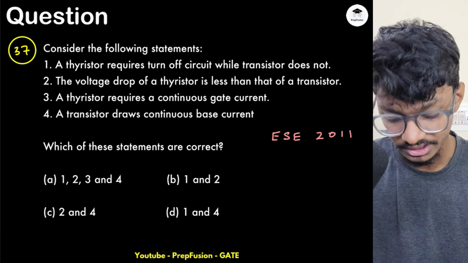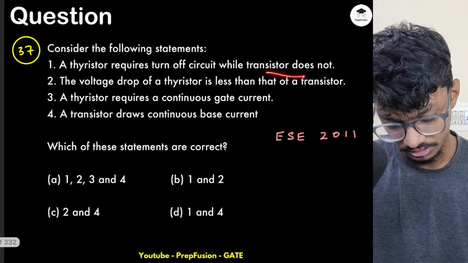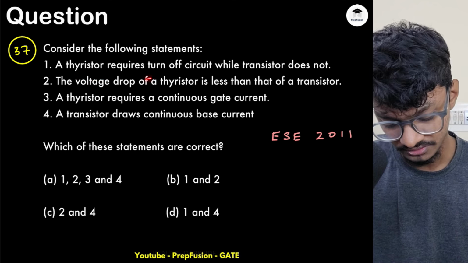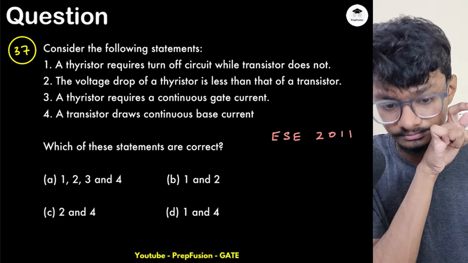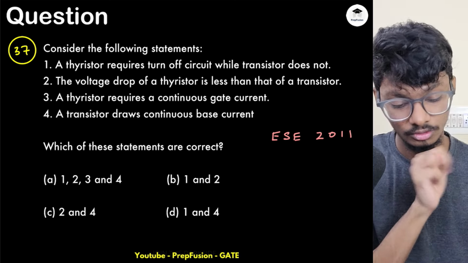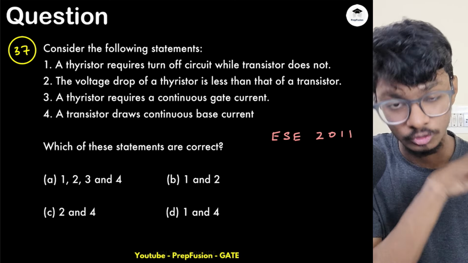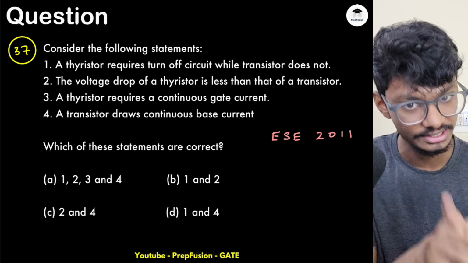This is also another ESE question. A thyristor requires turn off circuit while transistor does not. Okay, is it true? A thyristor requires a turn-off circuit. Yeah, a thyristor requires a commutation circuit to make the anode current lower than the holding current. Then only the device will be off. In line commutated and force commutated, naturally commutated, they don't need a circuit, but in force commutation, they need an external circuit.